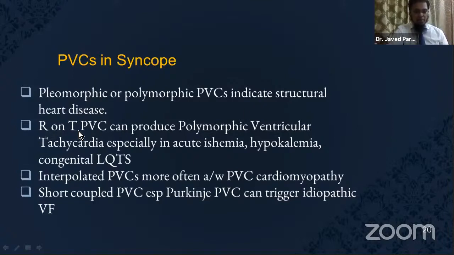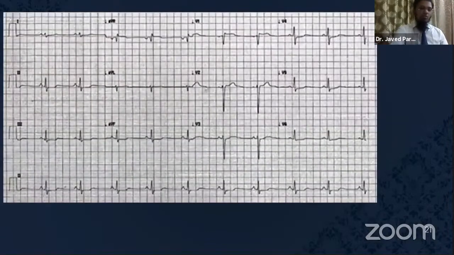Also, if you have R-on-T PVCs, they can produce polymorphic ventricular tachycardia, especially in the setting of acute ischemia, hypokalemia, and congenital long QT syndrome. If the PVCs are interpolated, that is they are not followed by a pause, but come just in between two RR intervals, they are more commonly associated with PVC induced cardiomyopathy, that is heart failure just because of PVCs. Then there are short coupled PVCs, especially Purkinje PVCs, which can produce idiopathic ventricular fibrillation. So if any patient of syncope has a PVC in the baseline ECG, it should be given paramount importance.